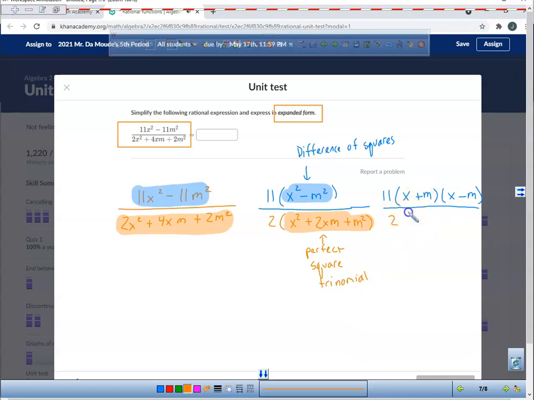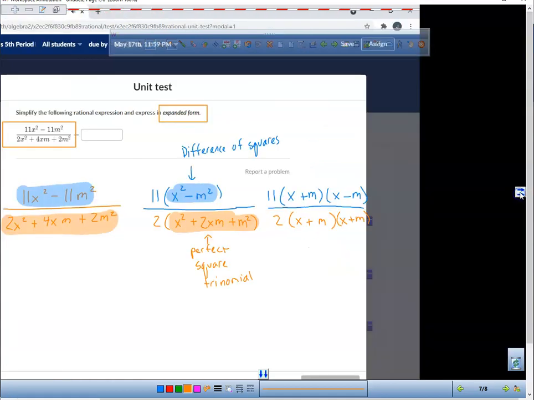So we put a 2, and this is going to be x plus m times x plus m. Why? Because what two numbers add up to 2 but multiply together to equal a 1? A 1 and a 1, like a 1m and a 1m.